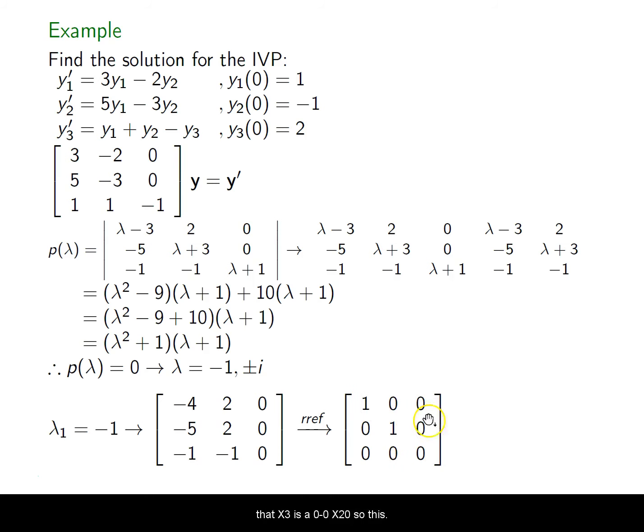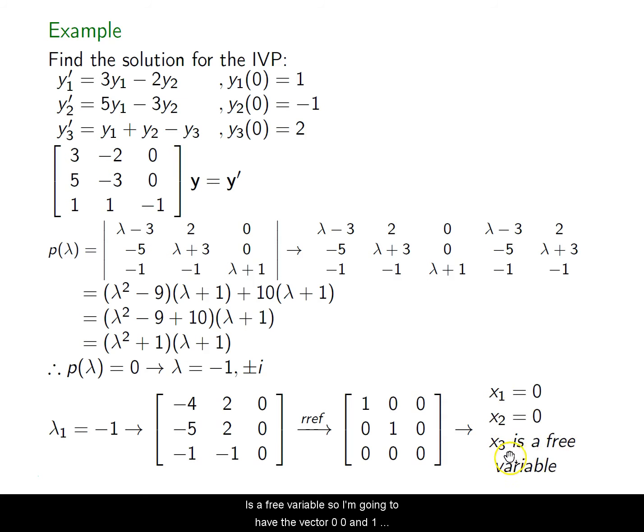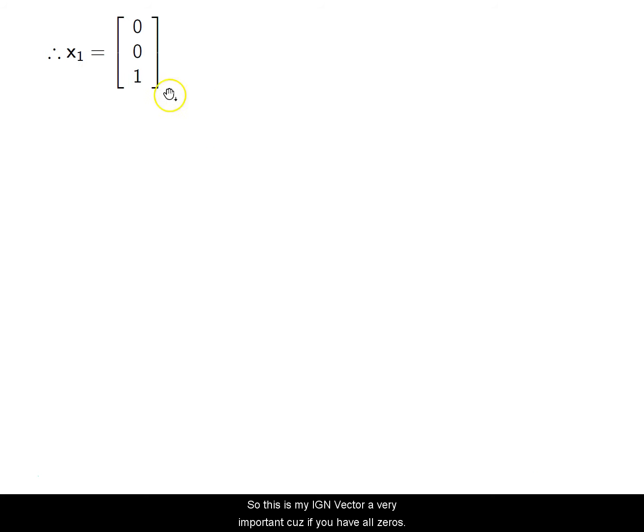x1 is 0, x2 is 0, so this is a free variable. So I'm going to have the vector 0, 0, and 1. Just because you have all zeros does not mean everything is 0. There is still a free variable here. So this is my eigenvector. Very important, because if you have all zeros, you're not going to find the solution. We always want a non-trivial solution. We never want our vectors to be all zeros. If we did, we screwed up somewhere.